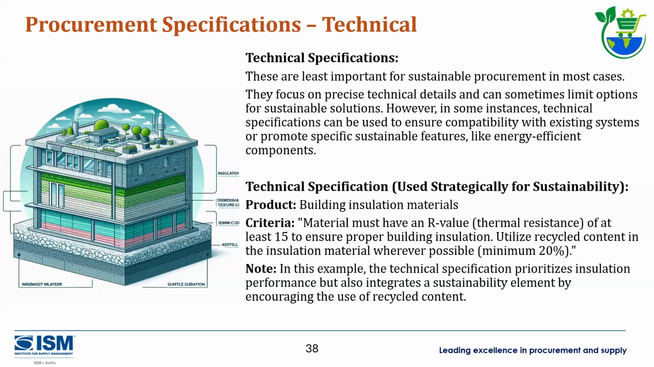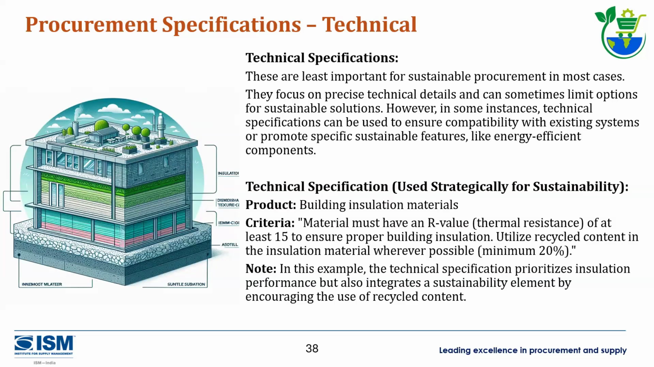Procurement specification, we're talking about technical specification. I have given an example. Material must have an R value, that is a thermal resistance of at least 15 to ensure proper building insulation. Utilize recycled content in the insulation material wherever possible. In this example, the technical specification prioritizes insulation performance, but also integrates sustainability element by encouraging the use of recycled content.